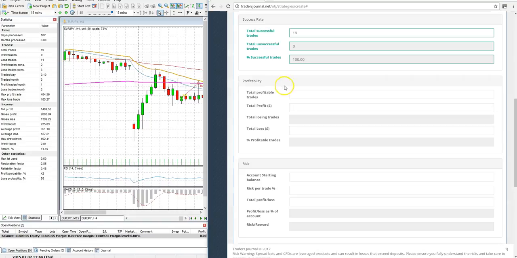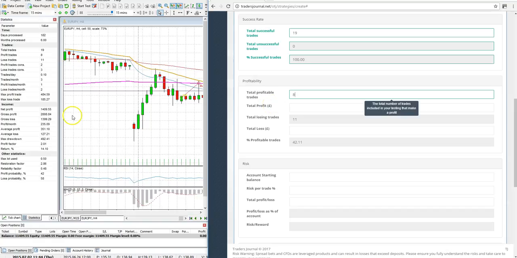So total successful trades, and you'll see it in here 100%. So 100% successful trades. Profitability. So total profitable trades. So we come back over here to the left. Profit trades are 8. So profitable trades are 8, and the total profit in pounds.